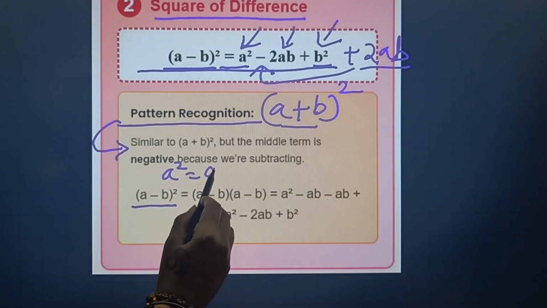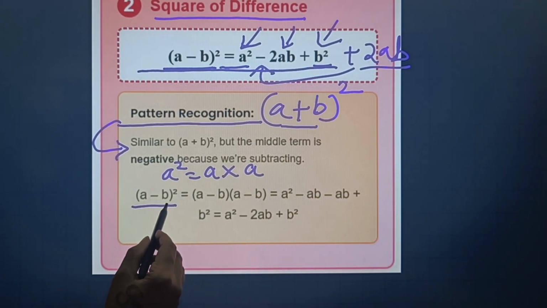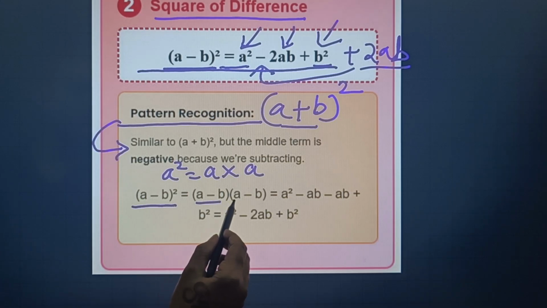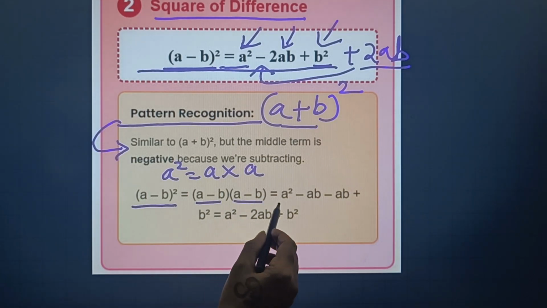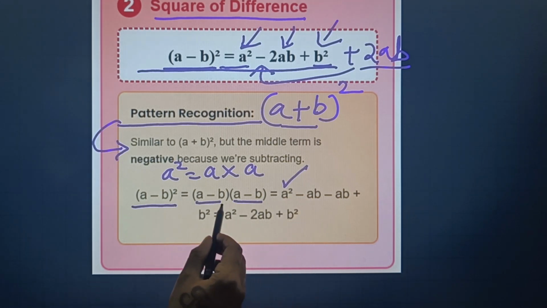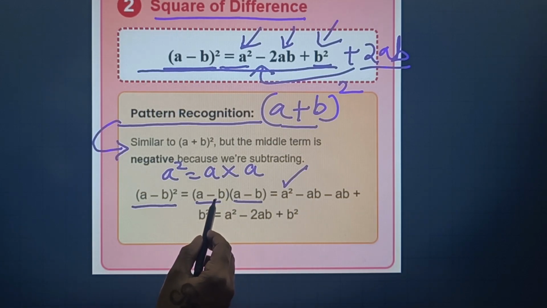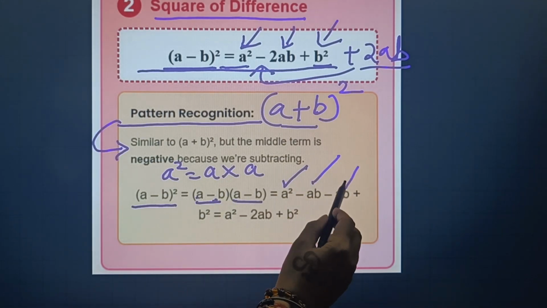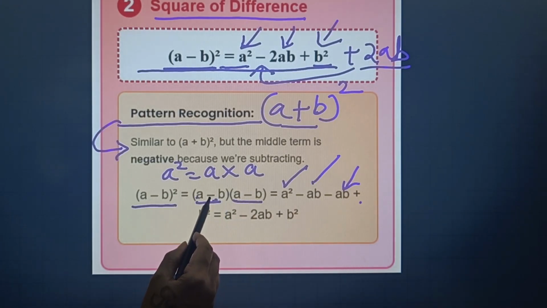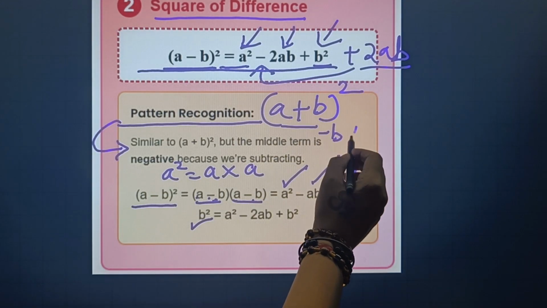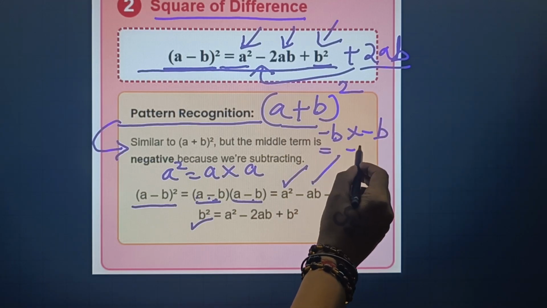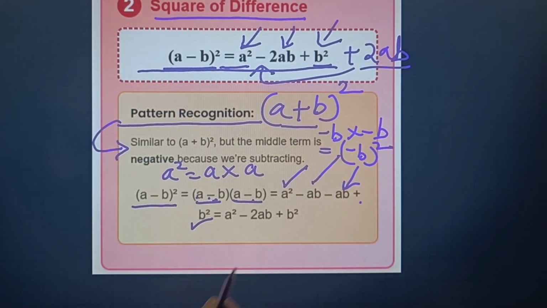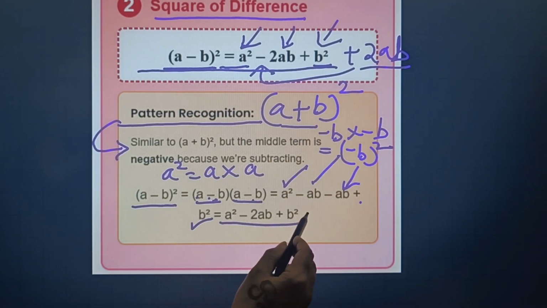Here I have also explained with the help of this expansion of (a − b)². A square can be written as a into a, therefore (a − b)² = (a − b)(a − b), which is a into a is a², then a into minus b is minus ab, then minus b into a is again minus ab, plus minus b into minus b is plus b², because minus into minus gives plus. So this is again a² − 2ab + b².